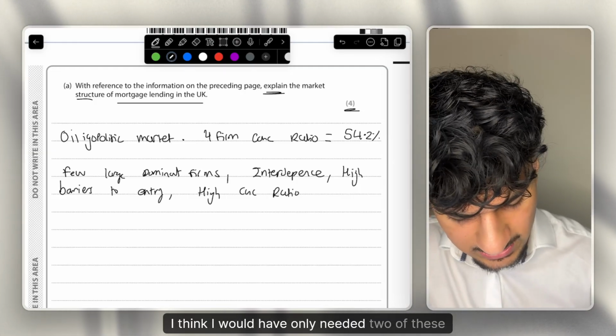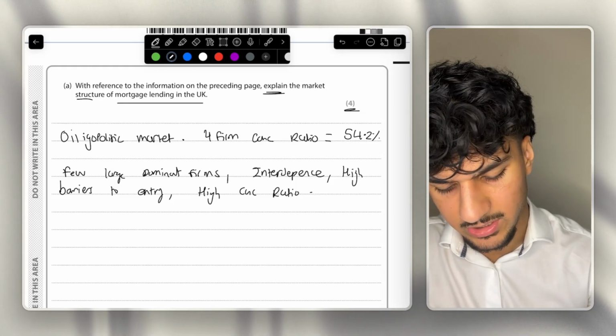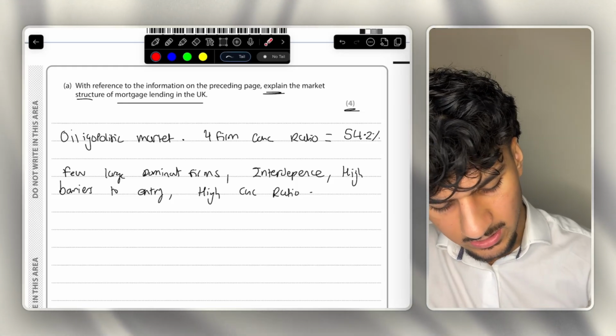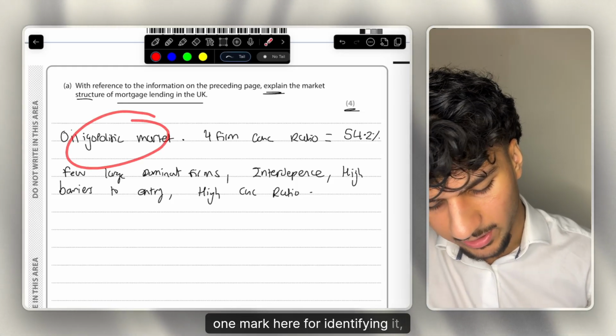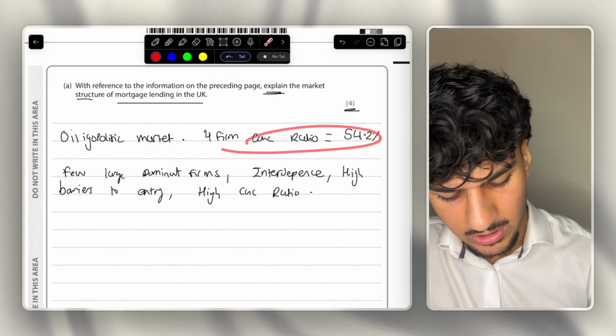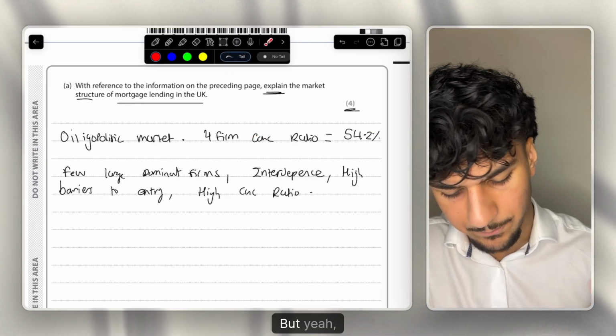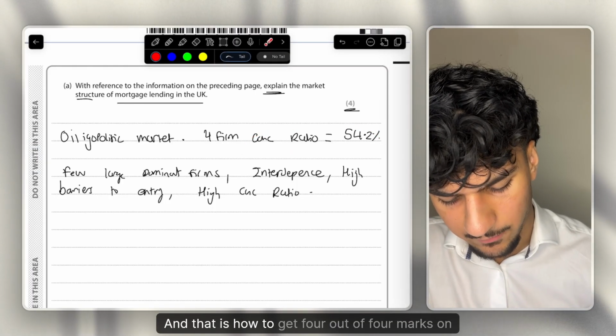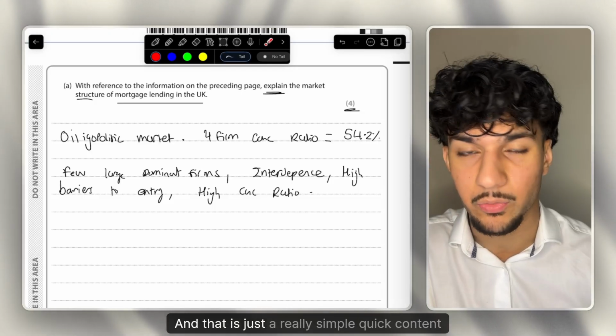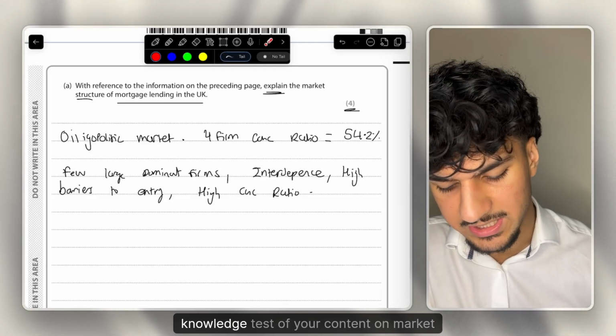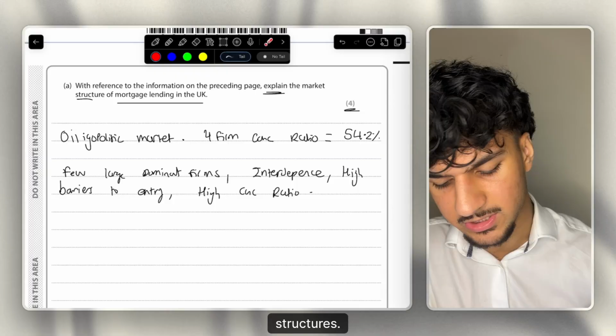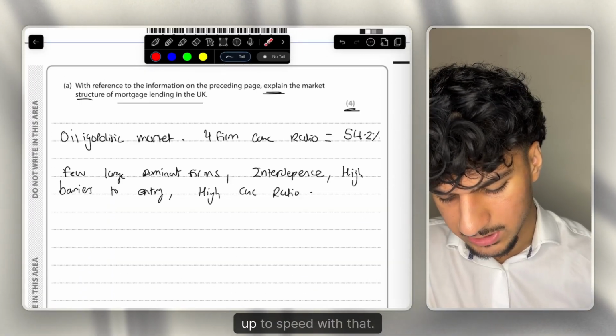I think I would have only needed 2 of these characteristics. There'll be 1 mark here for identifying it, maybe 2 marks there for the concentration ratio itself. But yeah, that's all I'd write there, and that is how to get 4 out of 4 marks on that question. And that is just a really simple, quick content knowledge test of your content on market structures. So yeah, make sure you're up to speed with that.